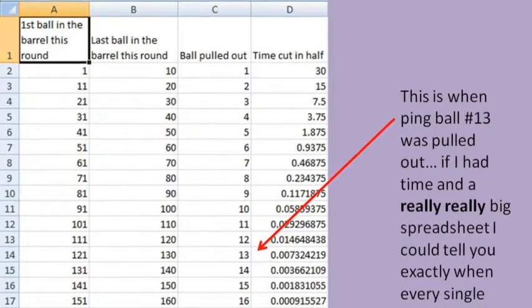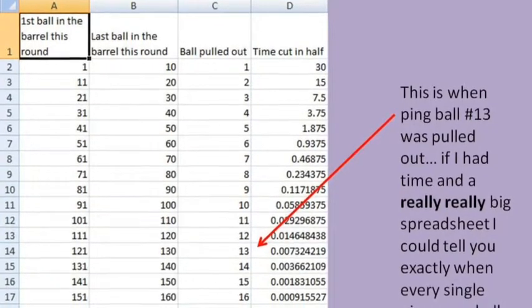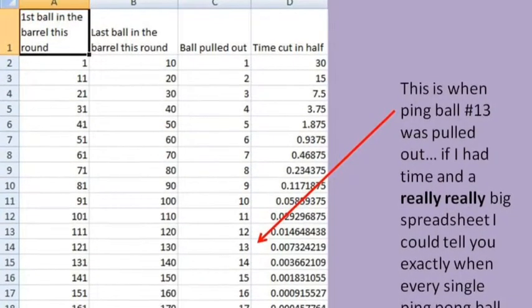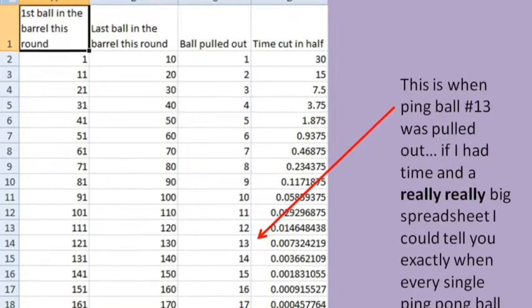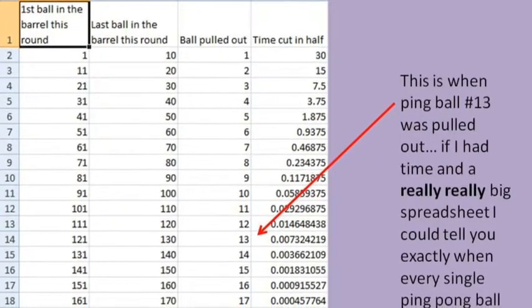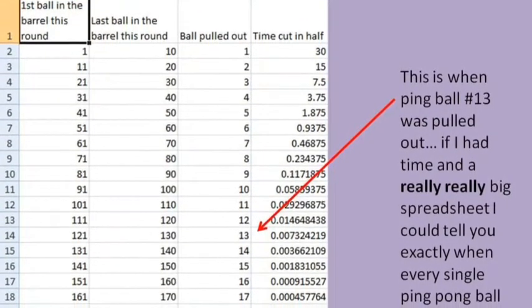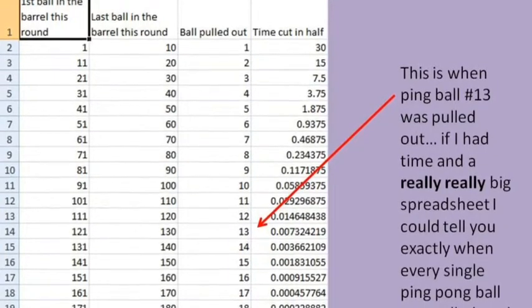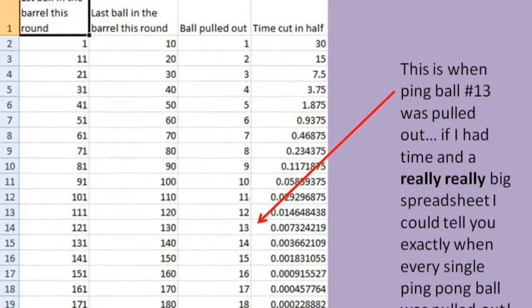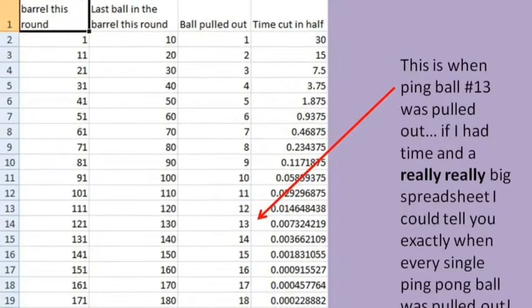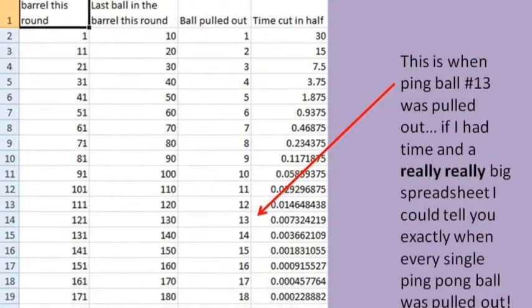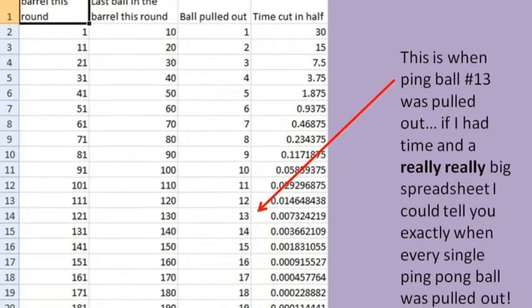As we look at this Excel spreadsheet that I built, you can see how if each time 10 balls go in, I pulled one ping pong ball out. For example, this is when I pulled ping pong ball number 13 out. If I had the time and a really big spreadsheet, I could tell you exactly when any one of the ping pong balls was pulled out.